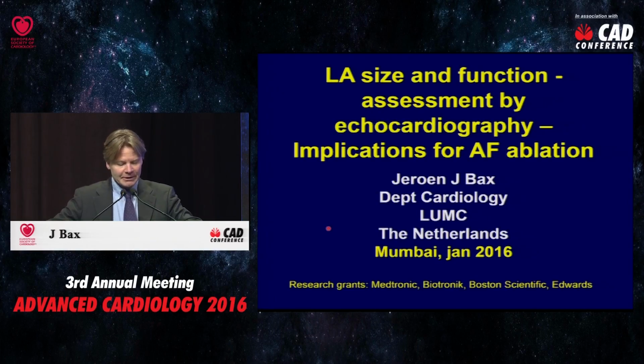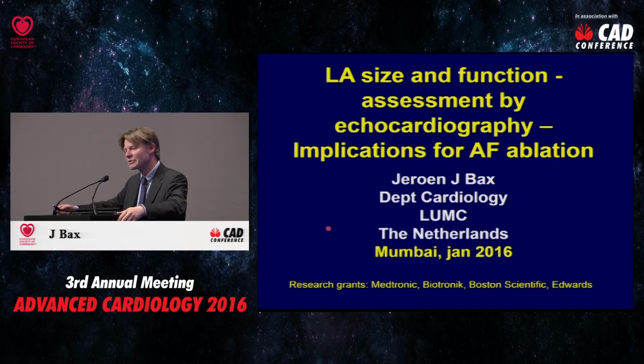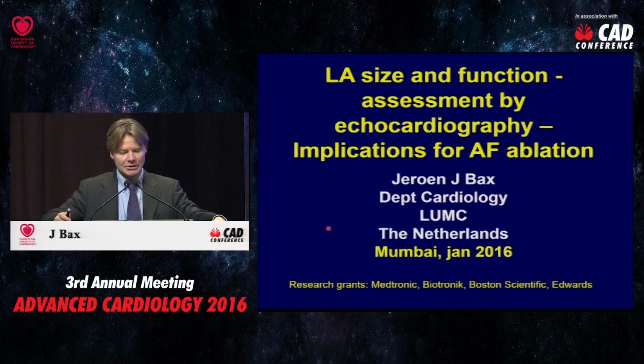I will speak about the role of imaging in atrial fibrillation. Personally, I think imaging does not have a role in predicting who is going to get atrial fibrillation. And imaging is also not having a key role in that you can predict who gets a relapse after AF ablation. But it does give you circumstantial evidence on what's going on in this heart.